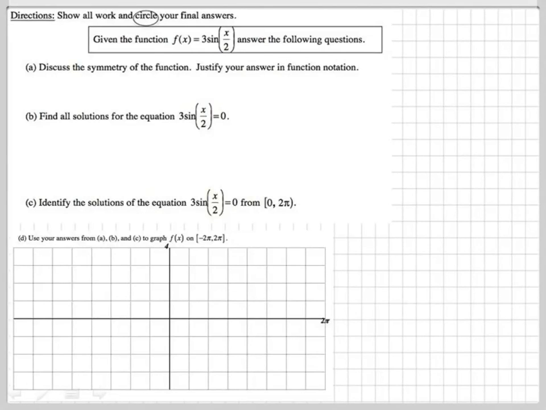Okay, the first question says discuss the symmetry of the function and justify your answer in function notation. When we first learned this, we did it like this. If it had symmetry about the y-axis, then your x's right here would give you the same y, right? You can look at the board or my screen. Your x's will give you the same y right here.